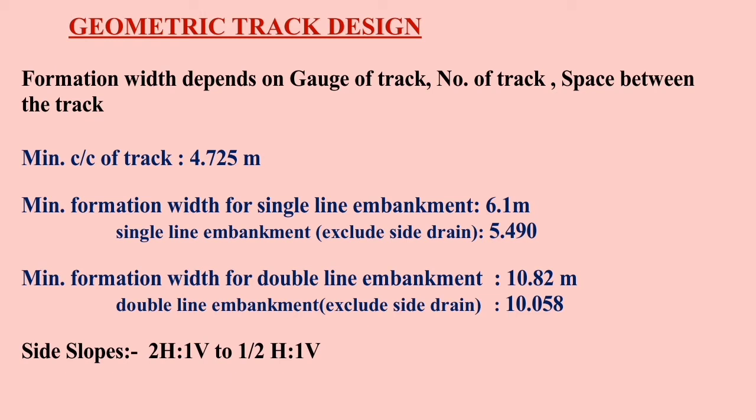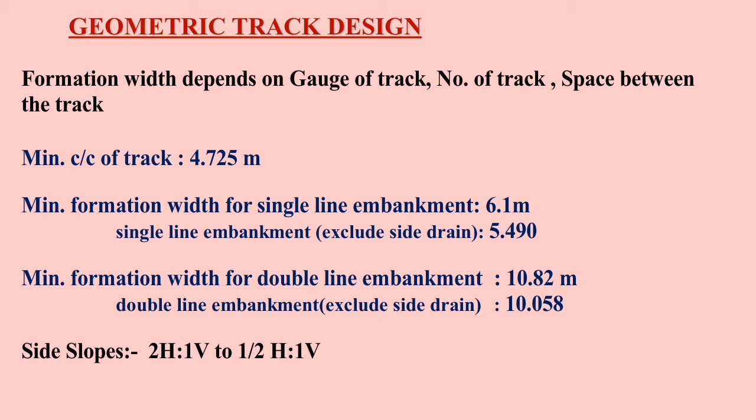Indian Railway Board has recommended the following dimensions for broad gauge. Minimum center to center distance of track should be 4.725 meter. Minimum formation width in embankment for single line is 6.1 meter. Minimum formation width in cutting for single line is 5.490 meter. Minimum formation width in embankment for double line is 10.82 meter. Minimum formation width in cutting for double line, excluding side drains, is 10.058 meter.